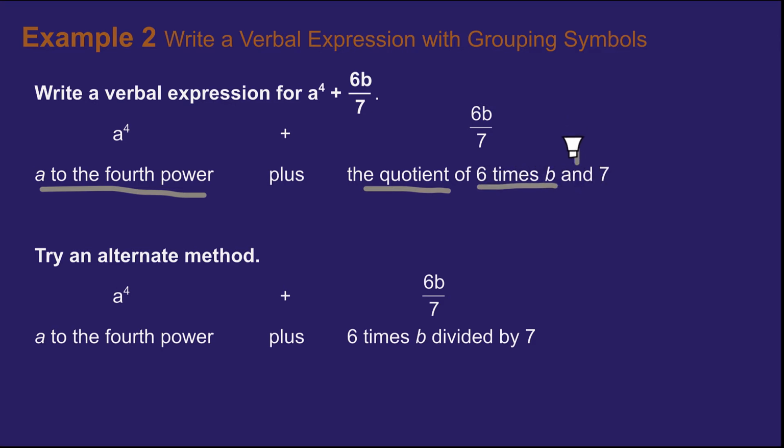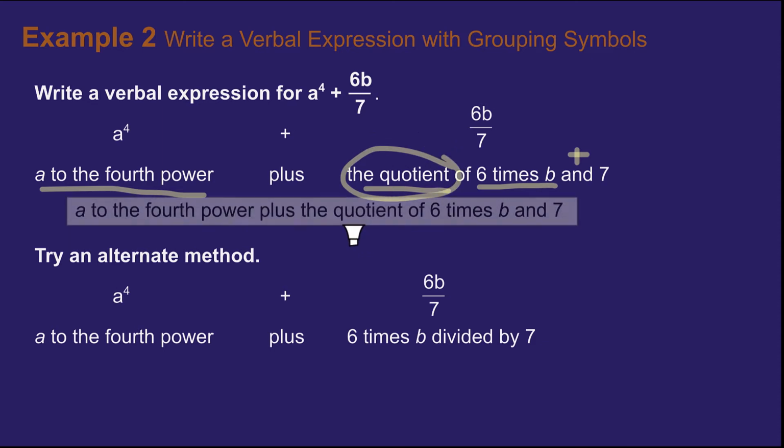If we follow order of operations, we need to be careful because we listed earlier the word and. That doesn't mean 6 times b plus 7 because that was already listed. So if we're writing it all out, they just smushed it together. A to the 4th power plus the quotient of 6 times b and 7. Personally, I like their alternate method rather than using the quotient of.